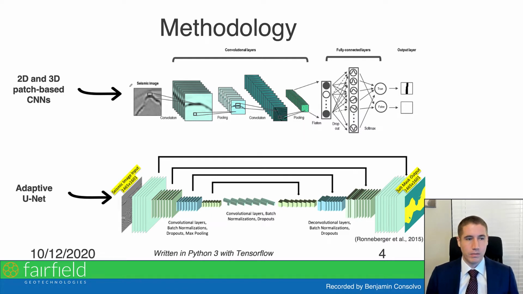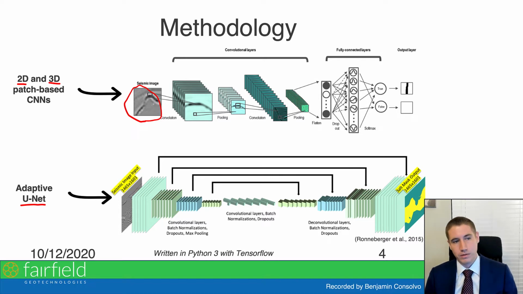The three main convolutional neural network architectures that were tested were a 2D and a 3D patch-based convolutional neural network, and the third one is this adaptive 2D U-Net. The first two approaches use a similar concept of feeding many small patches into the CNN. For example, a whole image might actually be 1465 by 1601 pixels, but we feed many 128 by 128 overlapping patches that could be extracted for training.